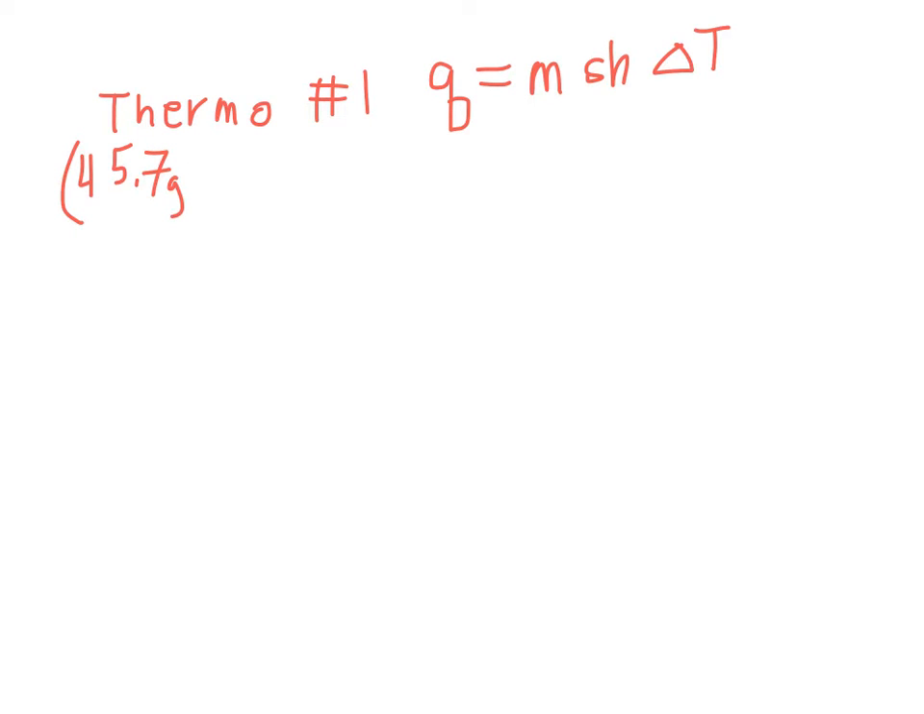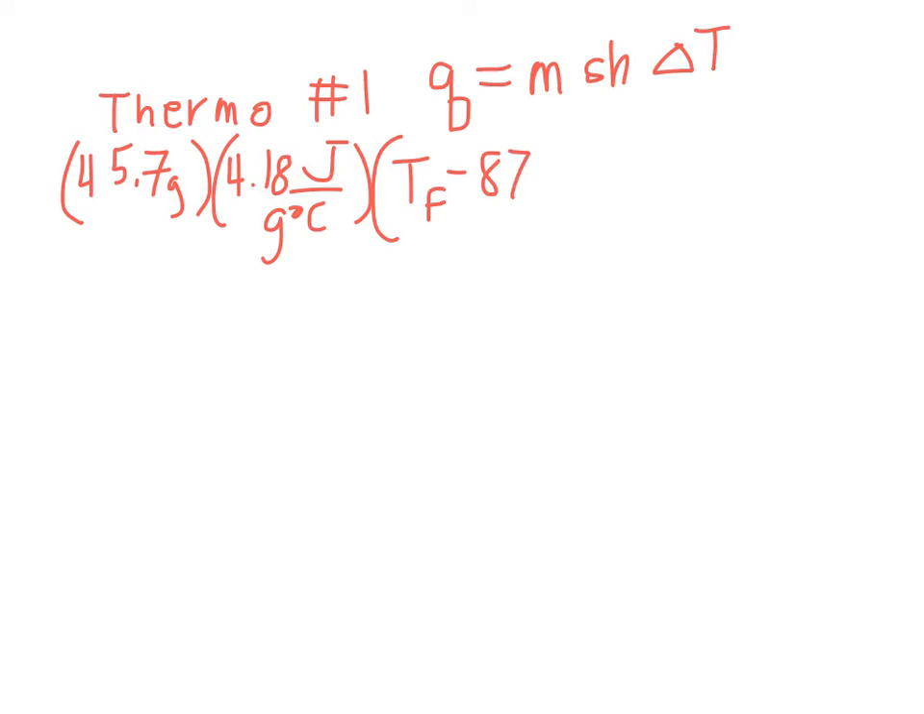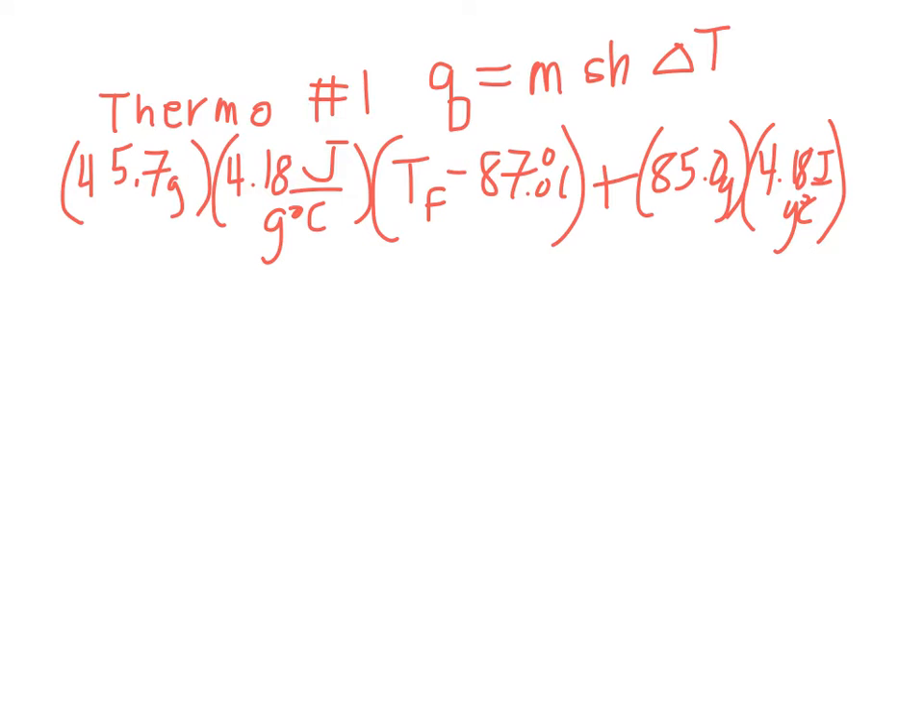So 45.7 grams of water. The specific heat of water is 4.18 joules per gram degrees C. We have T final minus T initial, which was 87.0 degrees C. And that will be added to 85.0 grams of water times 4.18 joules per gram degrees C. And the final factor, T final minus 45 degrees C.